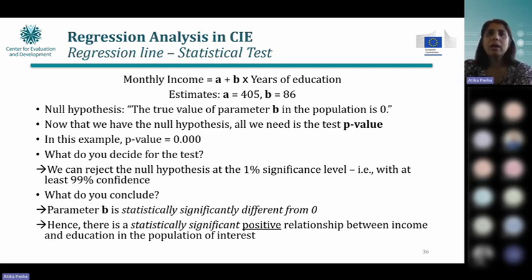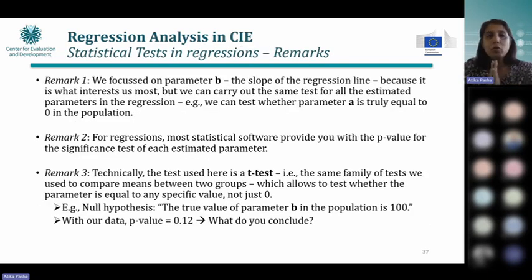Right. So now let's move a little further and talk about a few pointers related to regression. Here we generally focus only on the parameter B, which is the relationship between income and years of education. However, just because this interests us most doesn't mean that we can't test whether the parameter A, which was the intercept, which was 405, is actually truly equal to the parameter in the population as well. Again, our null hypothesis in this case would be whether parameter A is truly equal to 0 in the population, and we would set about rejecting it.